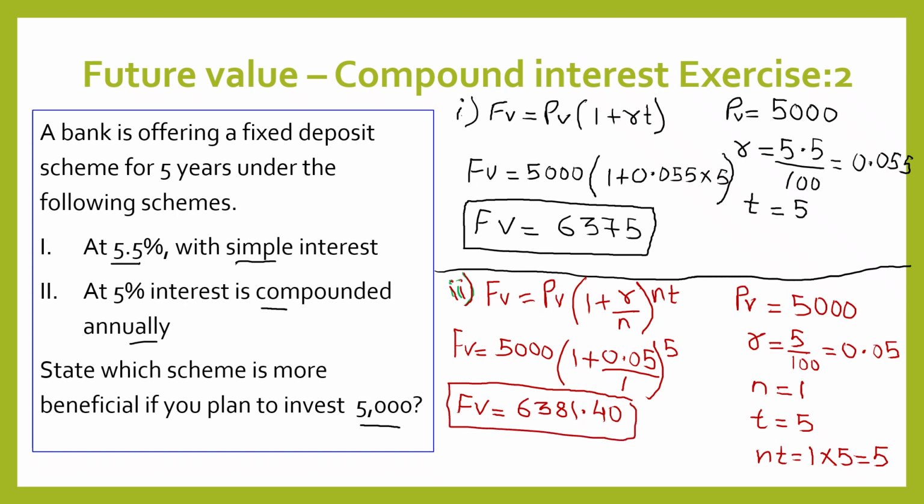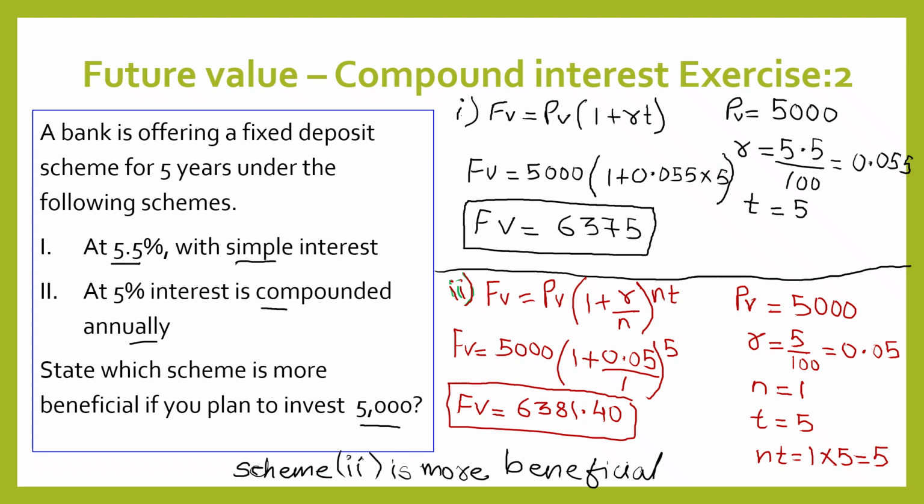Now here you can see, in option B I am getting 6381.40 and in option 1 we are getting 6375. Which one is better? Option B is better because option B is giving me more returns. So here we will write, here it is given which scheme is more beneficial. So scheme 2 is more beneficial. Just write whatever is there in the question itself, no need to worry. So the first scheme is related to simple interest, second is related to compound interest.